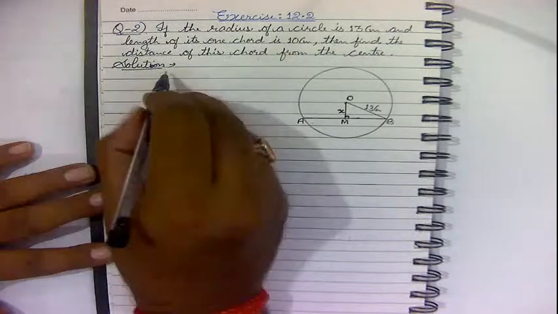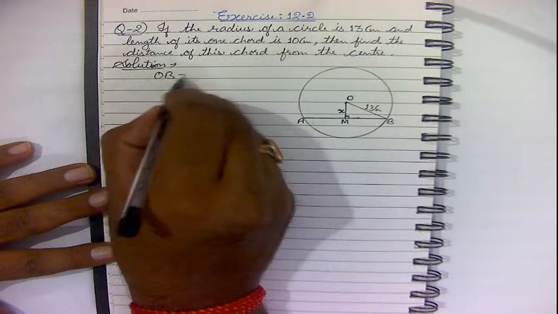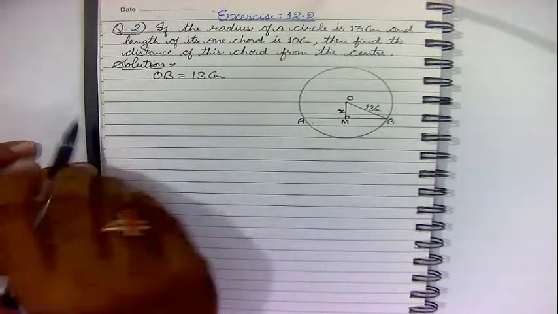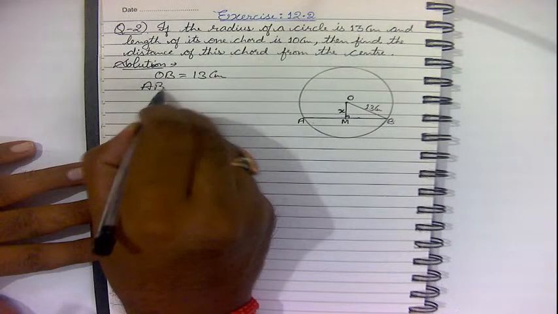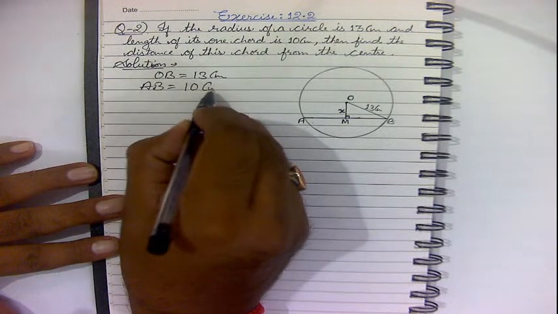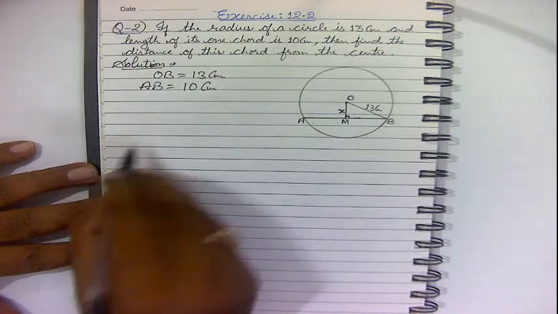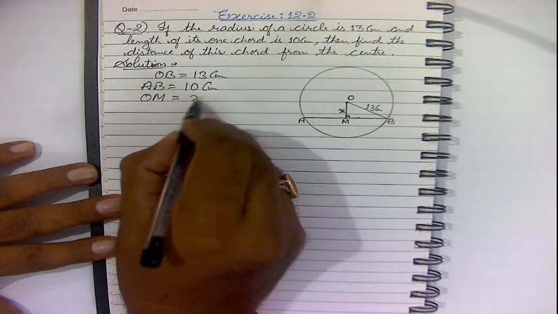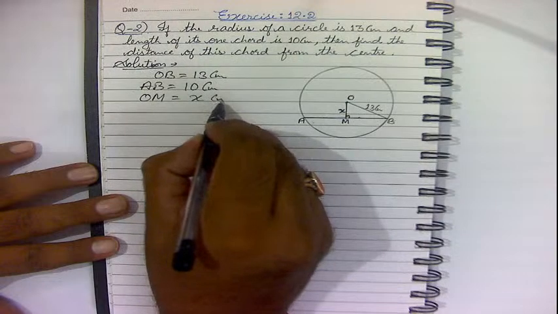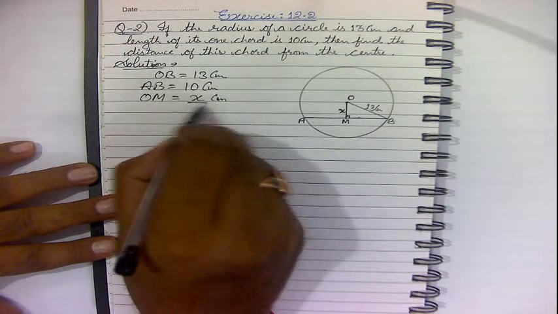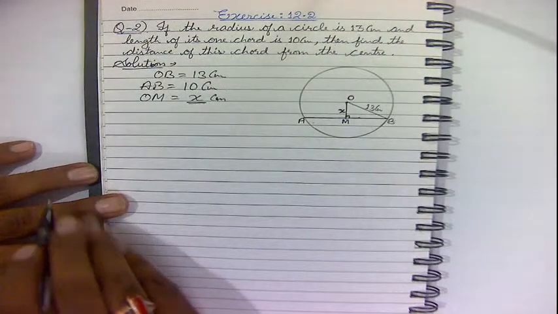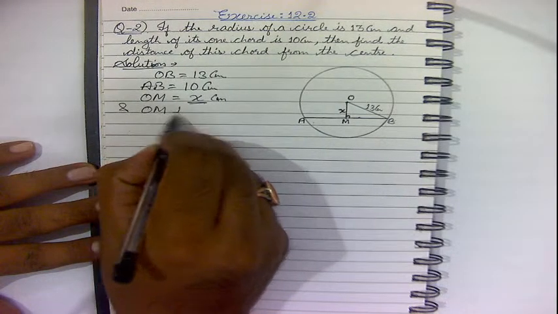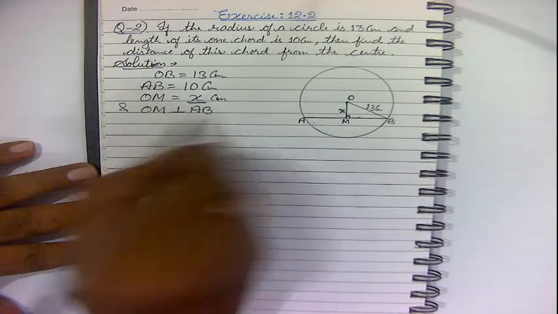So what are the things given? We are given that OB is equal to 13 cm. This is the radius. AB, it is given to us as 10 cm. This is the chord. And OM, you have to find out. Let us take it as x centimeter. And OM is perpendicular to AB.